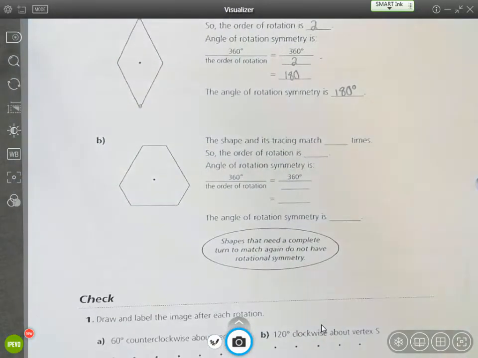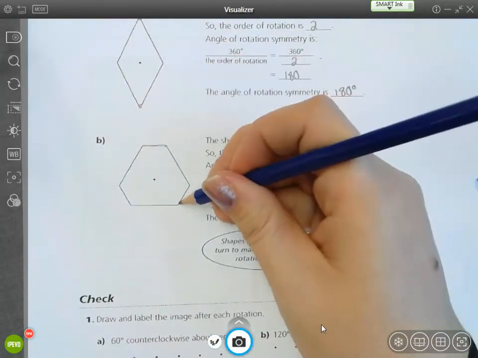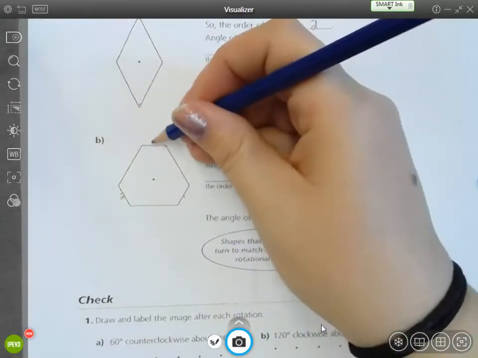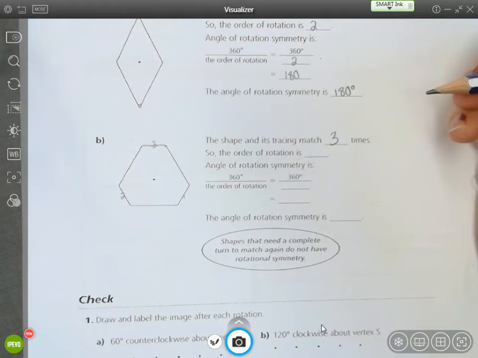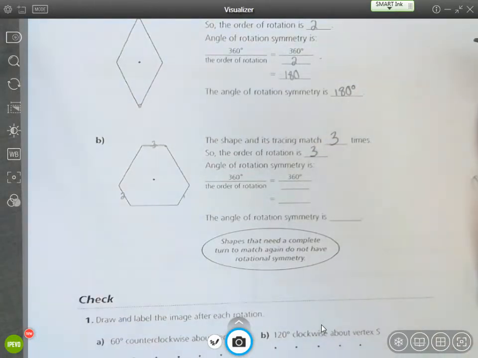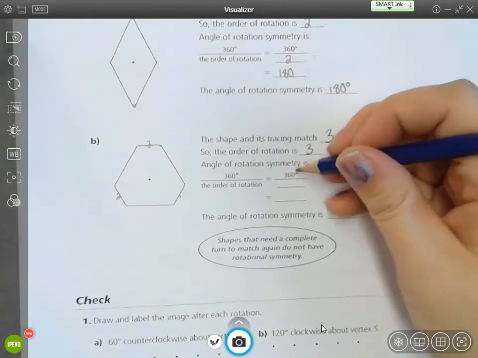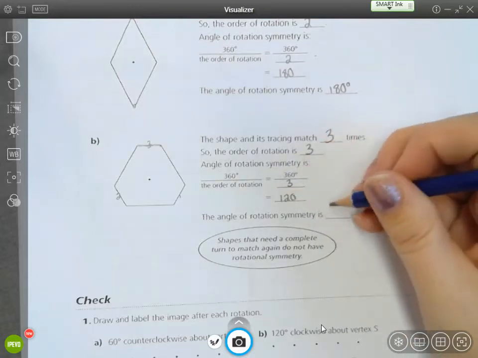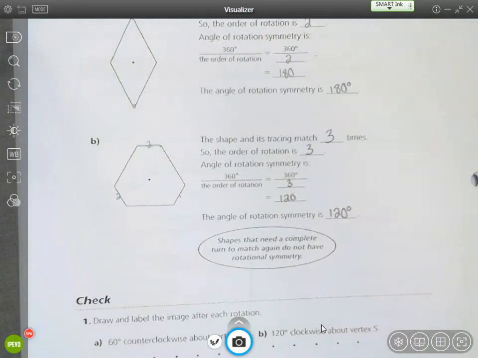For the second shape, if I say this is my original, this is going to match here for 1, here for 2, and back where I began for 3. So it would match 3 times. So the order of rotation is 3. Angle of rotational symmetry is going to be 360 divided by the order. So 360 divided by 3 is 120. So the angle of rotational symmetry is 120 degrees.